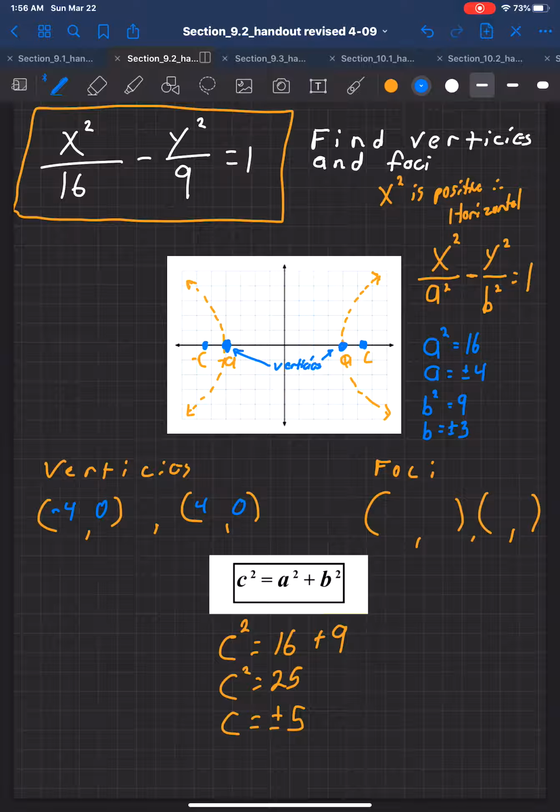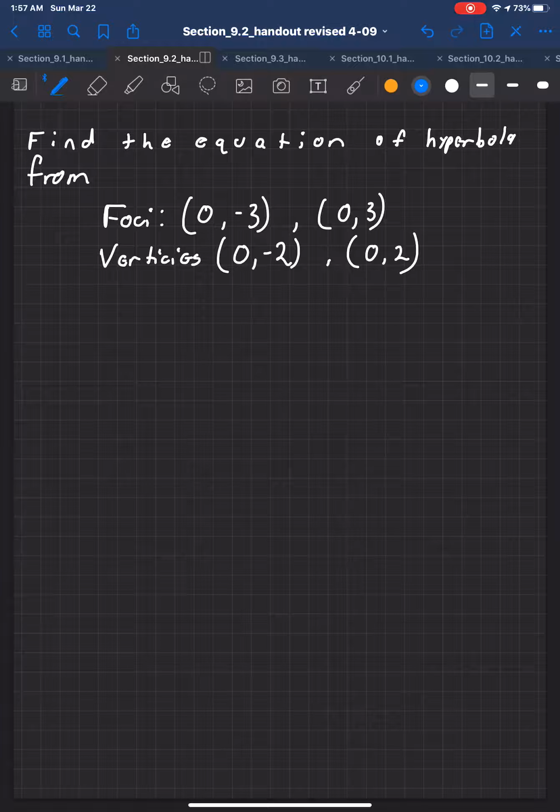All right, so since the focal points are going to be on the same axis as the vertices, the transverse axis, I'm going to go ahead and write negative 5, 0 and 5, 0, and we're all done. All right, one more, last one for this section.